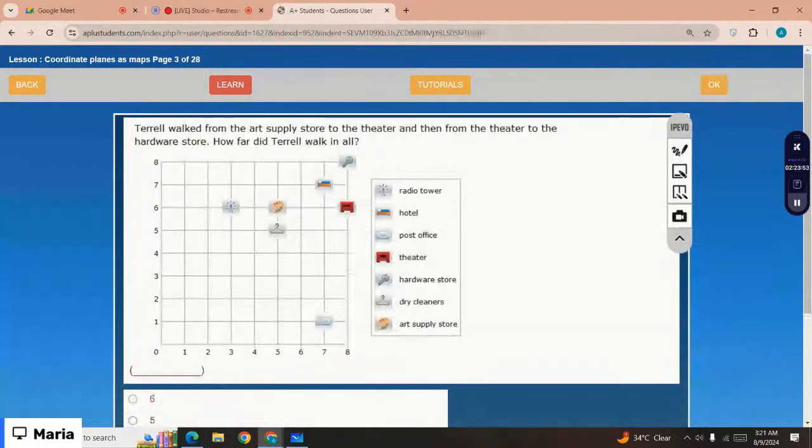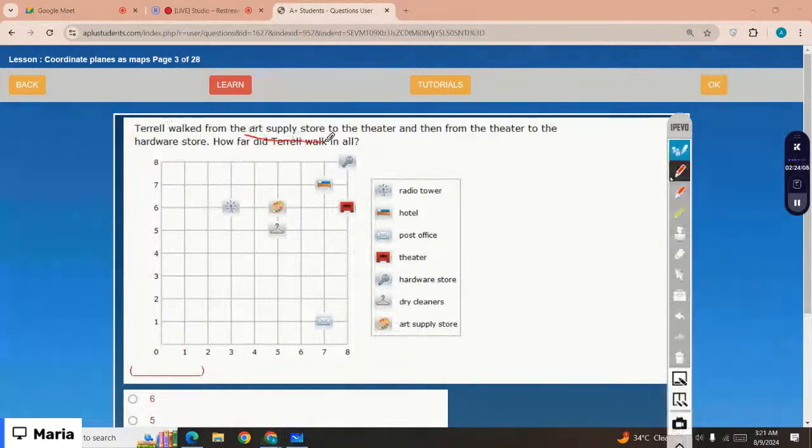Tarrell walked from the art supply store to the theater and then from the theater to the hardware store. How far did Tarrell walk in all? Okay, started from the art supply store. Here is the art supply store to the theater. So here is the theater. And then from the theater to the hardware store. So the theater to here is the hardware store.